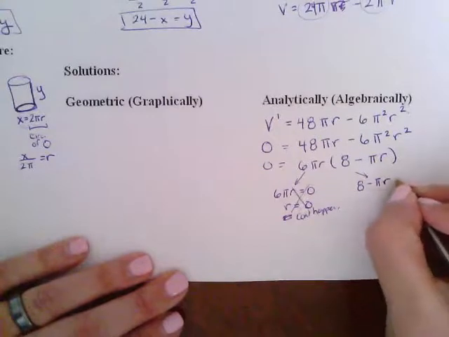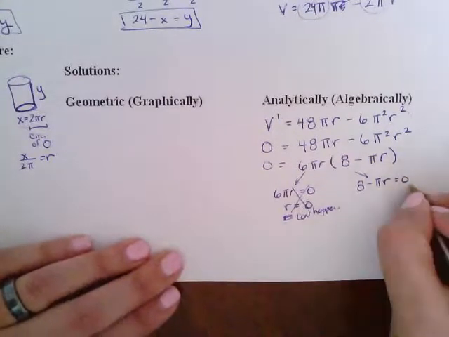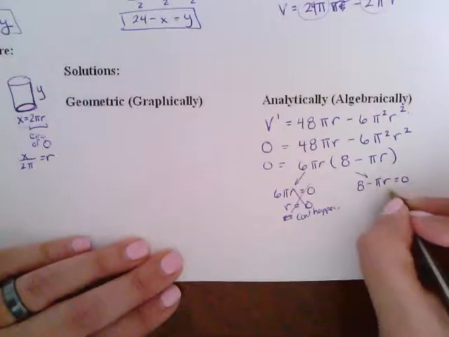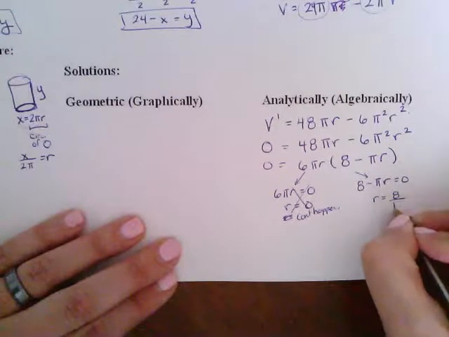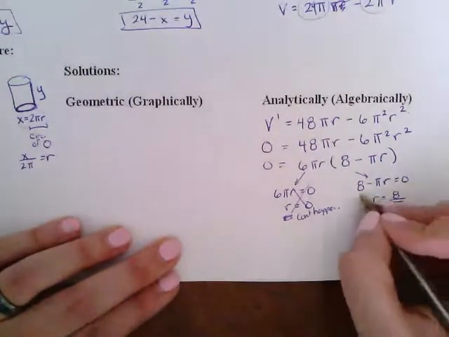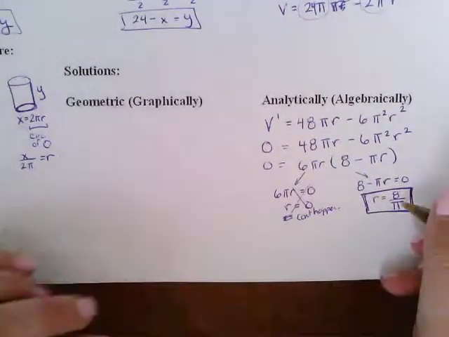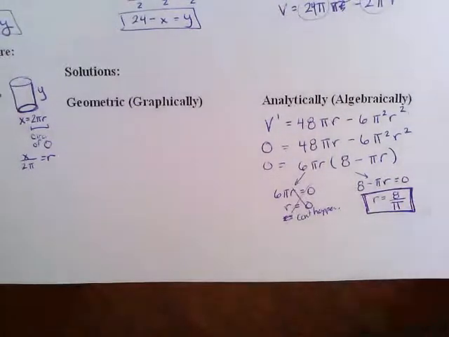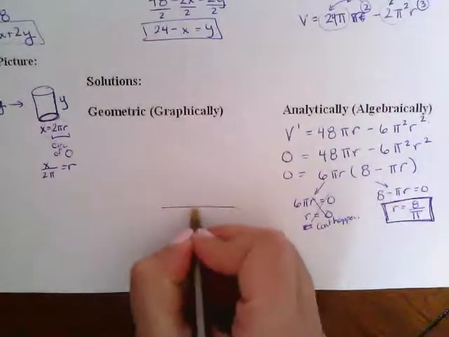And here, you set this guy equal to 0, and once you solve it, so subtract 8, divide by negative pi, you get r equals 8 over pi. So now we know what our r is. And just to do a quick check, okay, that's our critical point.